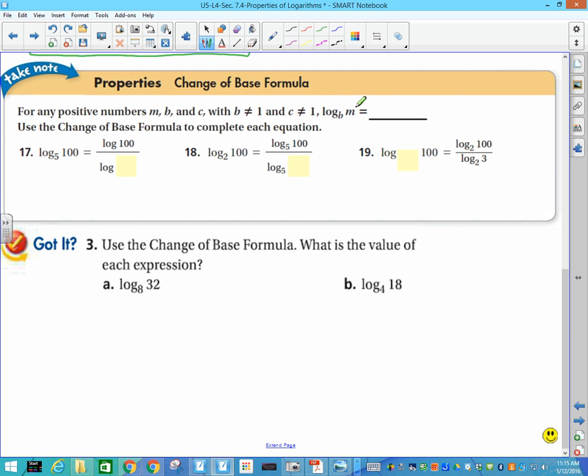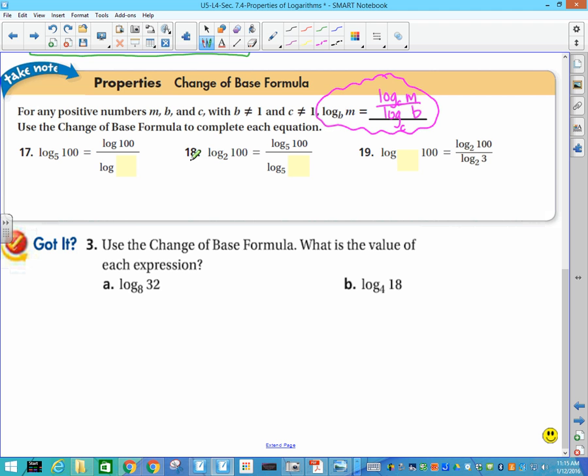So log base b of m. I didn't write it like this in class because I didn't want to confuse you too much, but I'm going to tell you it's the log of m over the log of b. Now, there's a c in there also because it doesn't matter which base you use. You can do any base that you want to. Now, what base do you want to use on your calculator? You want to use base 10 because that's what your calculator has, but you don't have to use base 10.